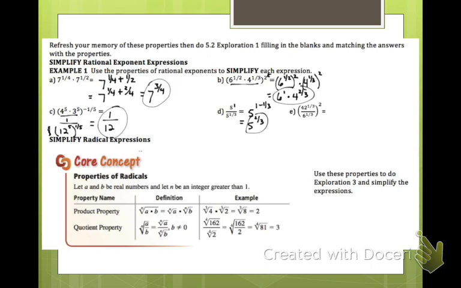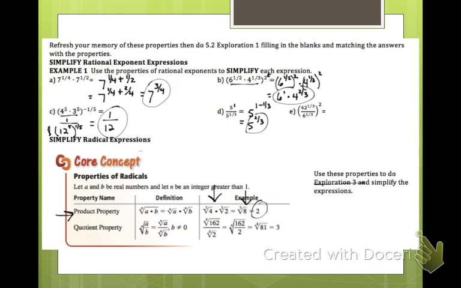We're actually not going to do this exploration 3. So the product property, notice, and the examples will help you the most. If you're multiplying two roots together that are the same, you can put their bases together. So the cube root of 4 times the cube root of 2 is the same thing as the cube root of 4 times 2, or 8. And then that allows you to simplify it.